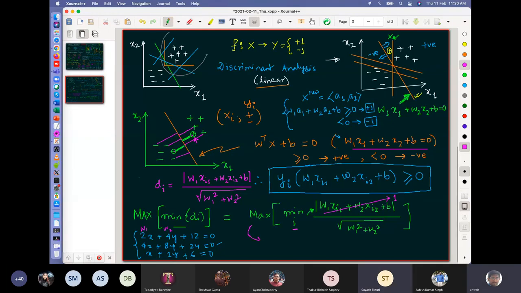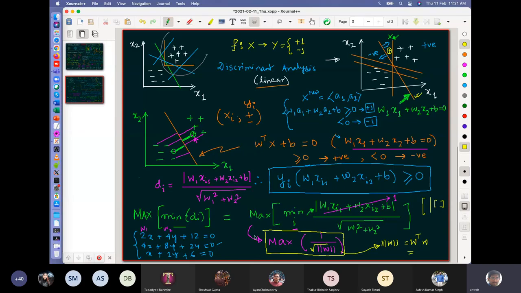Why did I do that? Then maximizing the minima boils down to maximizing something like this, where C is a short form. As we know, this is a double norm, which is WTW, a column vector multiplied with the same row vector, which is this square. So effectively, this is what I am trying to do. Agreed till this point? So my question comes down to maximizing this one finally.